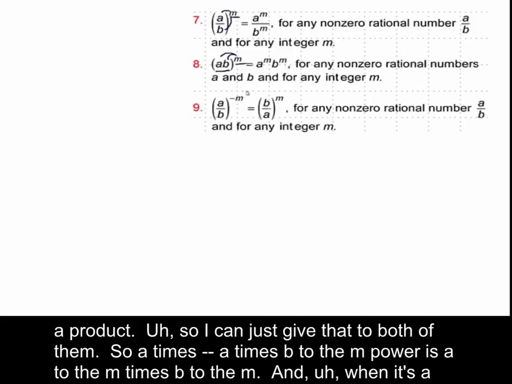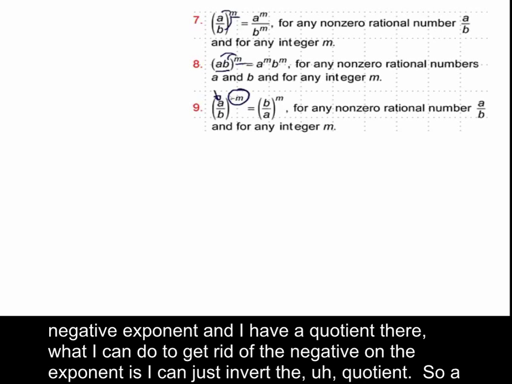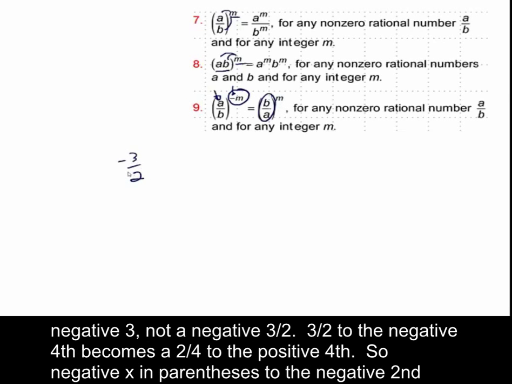And when it's a negative exponent and I have a quotient there, what I can do to get rid of the negative on the exponent is I can just invert the quotient. So 3 halves to the negative fourth becomes 2 thirds to the positive fourth.